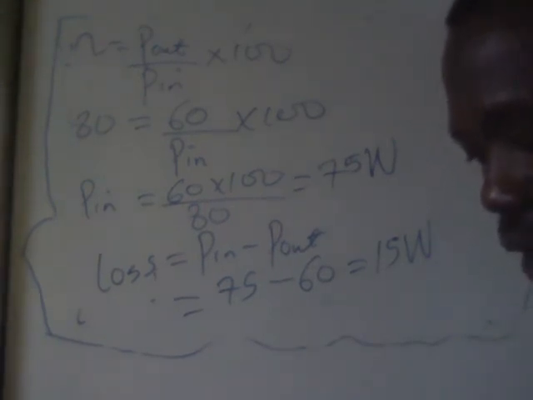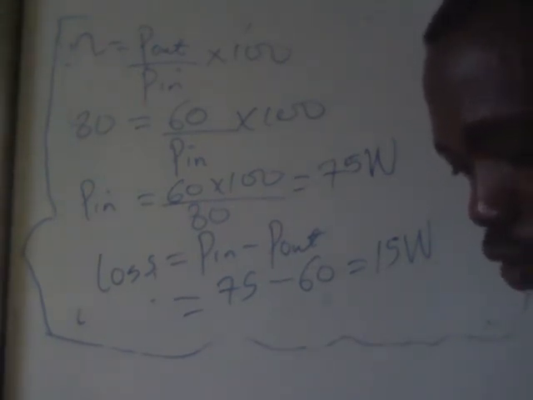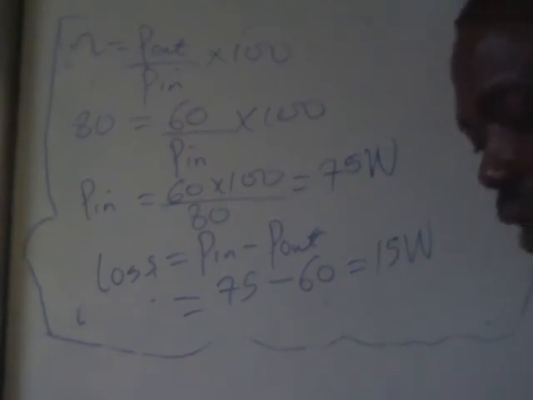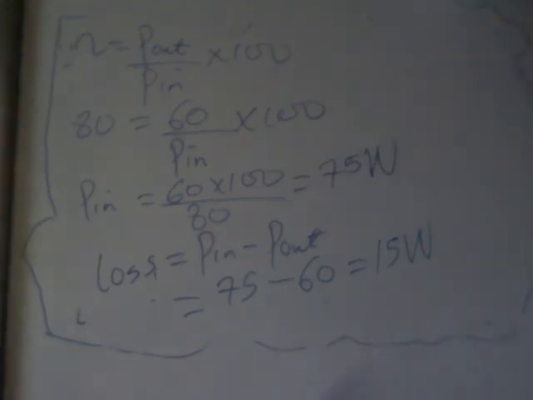So option A, 15 watts, option B, 20 watts, option C, 27 watts, option D, 38 watts, option E, 75 watts. You know we got 75, but that's not the final answer. Option A, 15 watts is the correct answer. Now let's go to 39 quickly.